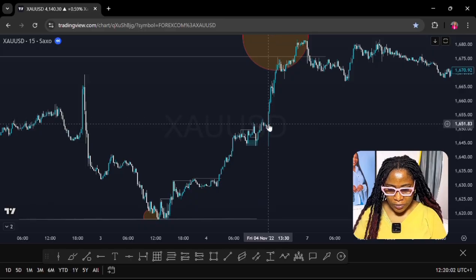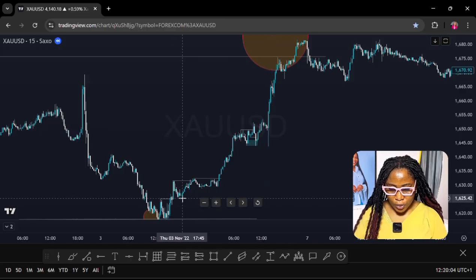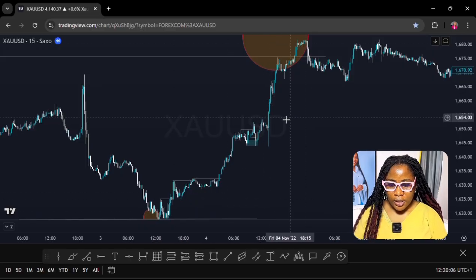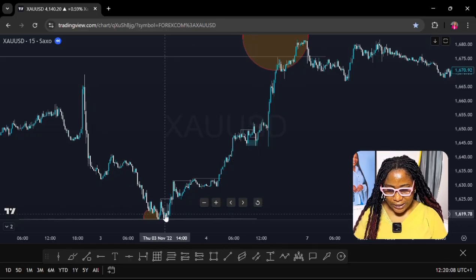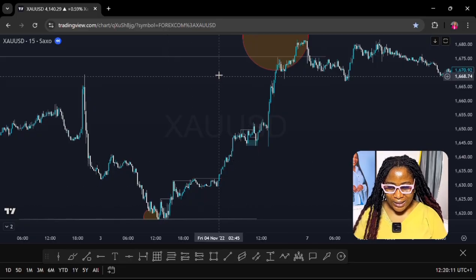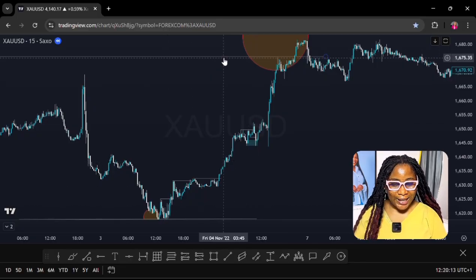Price can just do something here, come down and sweep all this before proceeding. So once I did not catch the move from the bottom, I don't target so far. Do you get? It's very risky. Yeah, it's very risky.